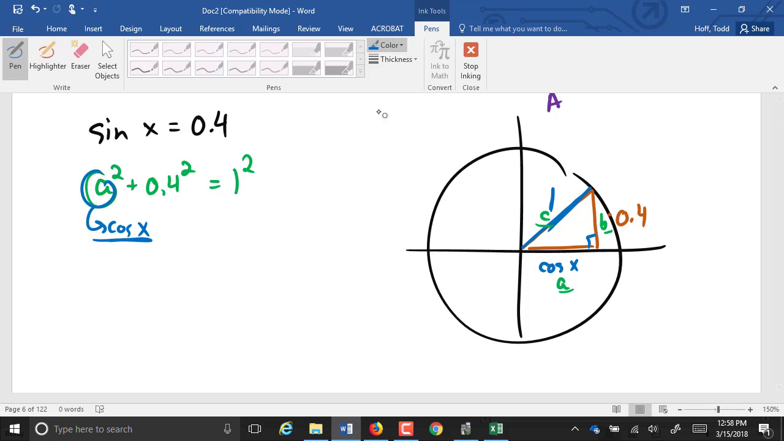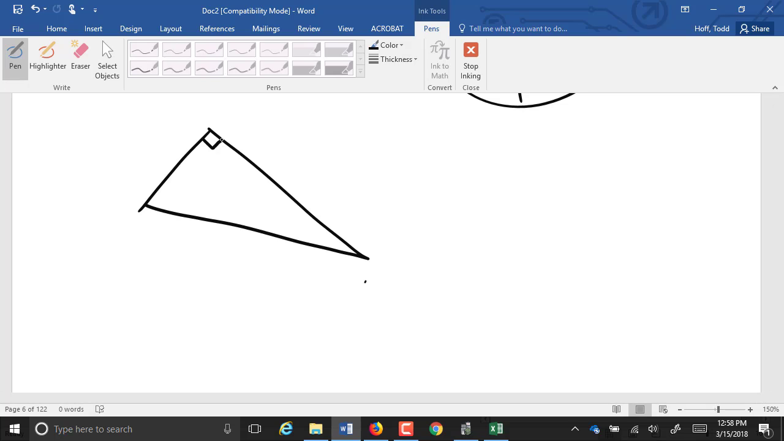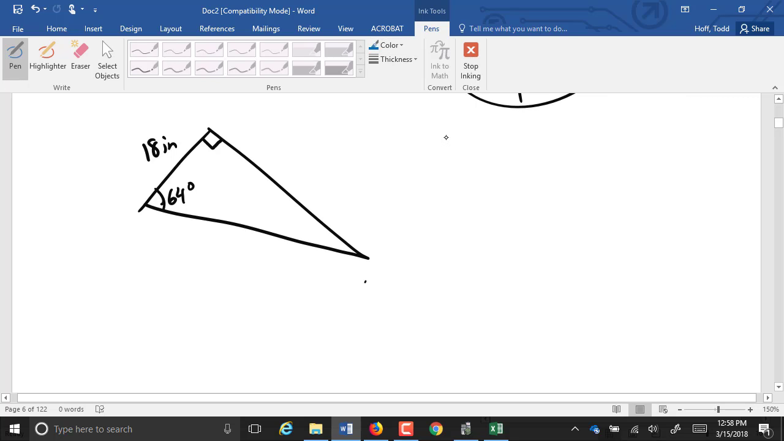Okay, so we had left off last class. We were talking about right triangles. If we have a right triangle, doesn't matter what orientation it's in, we already know one piece of information, of course, and that's the right angle. If we know any two other pieces of information, as long as at least one of them is a side, we can find everything else. So if we know that this here is 18 inches, and let's say we know that this here is 64 degrees, we can find the rest of this triangle.